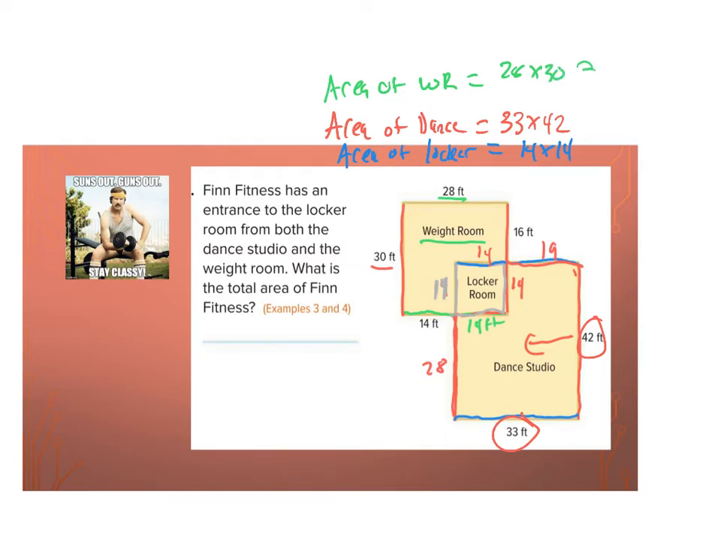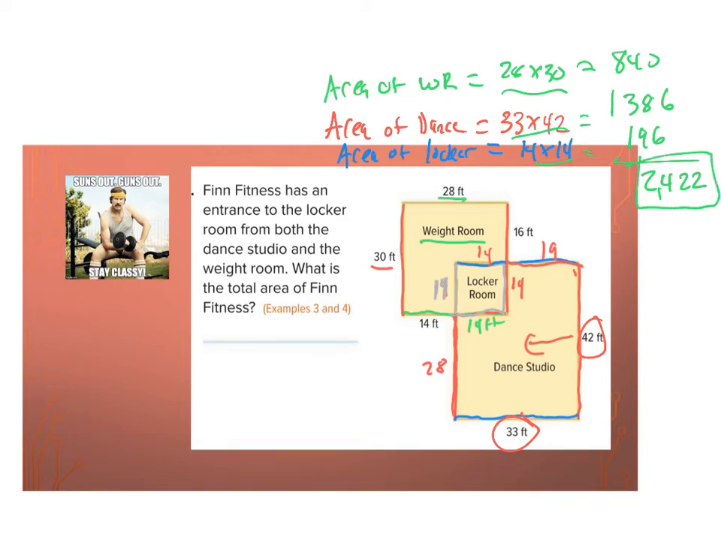So you'd multiply all of those together. We'll multiply these, and these, and then you would add them all together. So I'm going to use my calculator. 28 times 30, which is 840. 33 times 42, which is 1,386. And then 14 times 14, which is also 14 squared, 196. Add them all together, and you get 2,422.